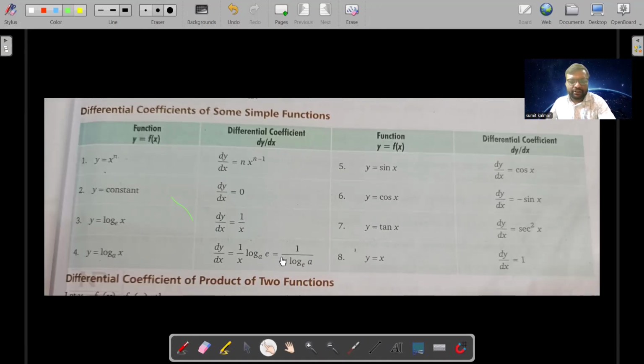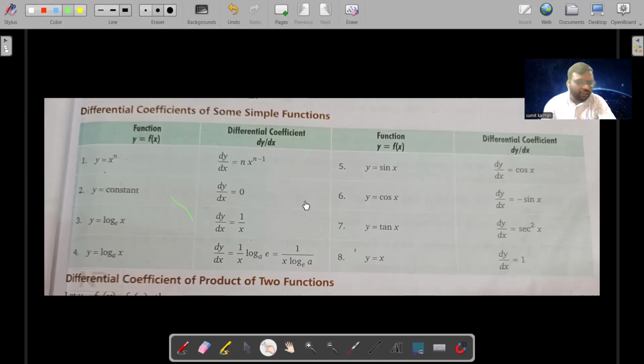This I have, I think, taught. If not taught, this is the way we can change the base. If we have y is equal to sin x, dy upon dx is equal to cos x. If we have y is equal to cos x, then dy upon dx is equal to minus sin x. And if we have y is equal to tan x, then dy upon dx is equal to sec square x. And if we have y is equal to x, then dy upon dx is equal to 1. So you have to remember the differential coefficients of these functions.